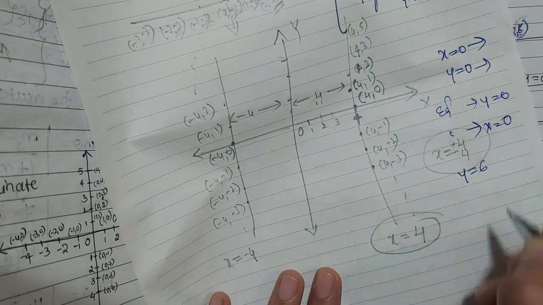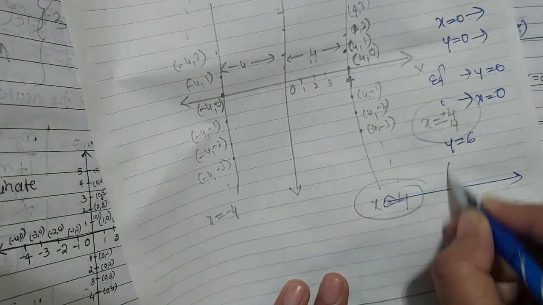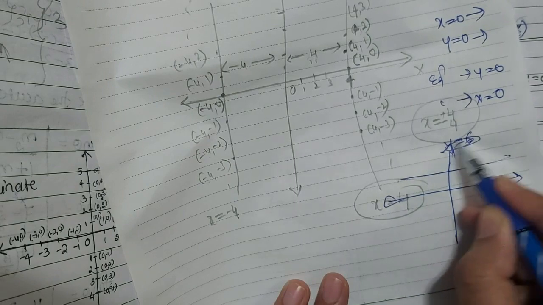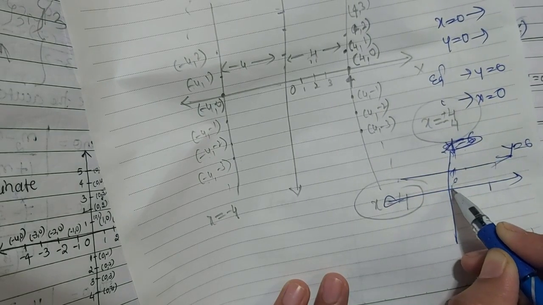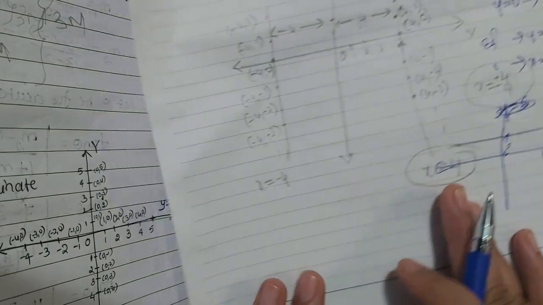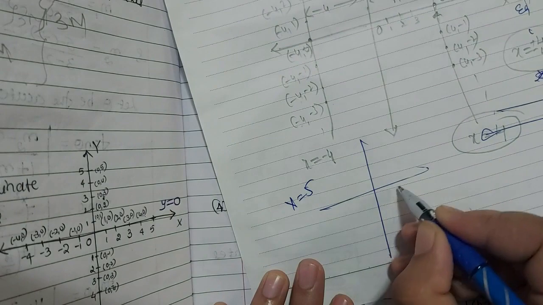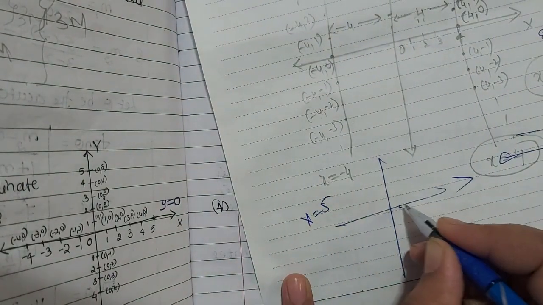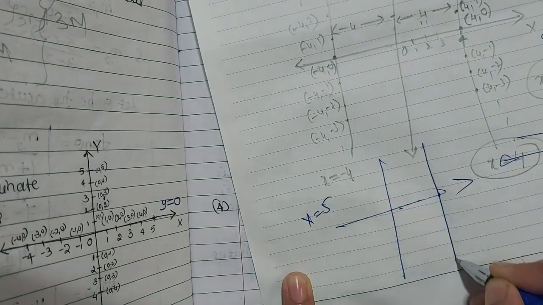Suppose y equal to 6, then it is a line parallel to the x-axis at a distance of 6 units from the x-axis. x equal to 5: suppose x is 5, count 1 2 3 4 5. x is equal to 5. So here a line comes.